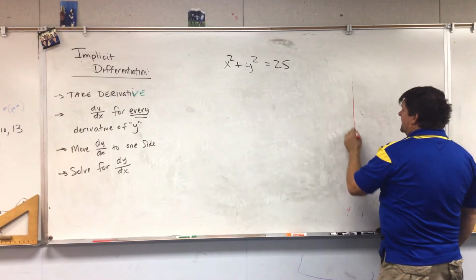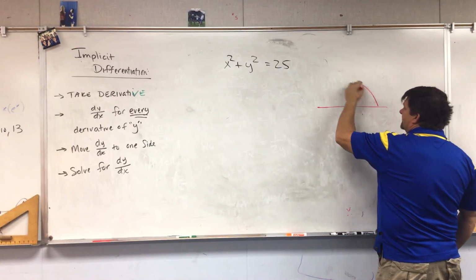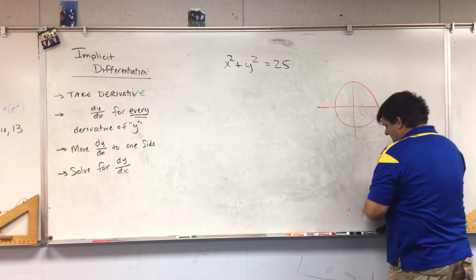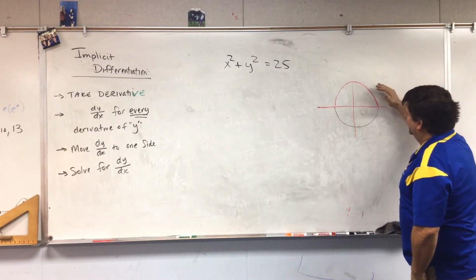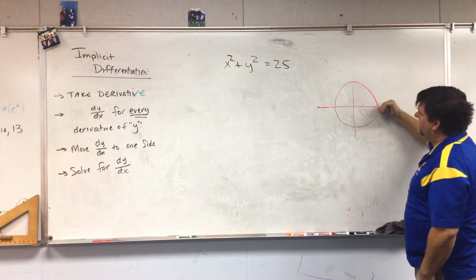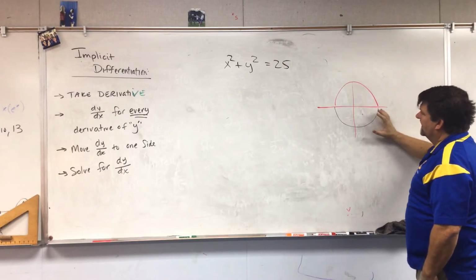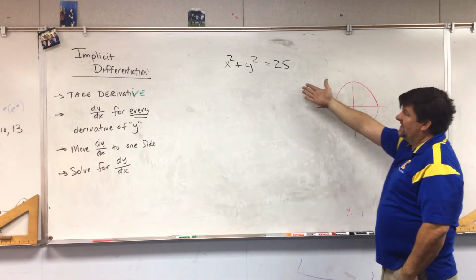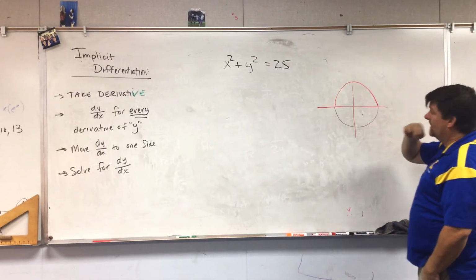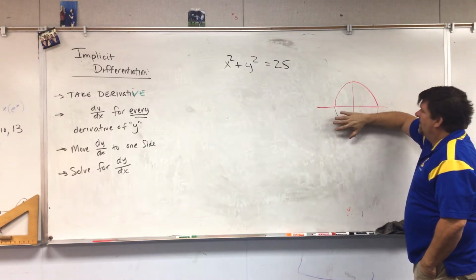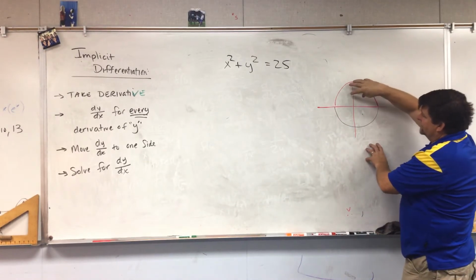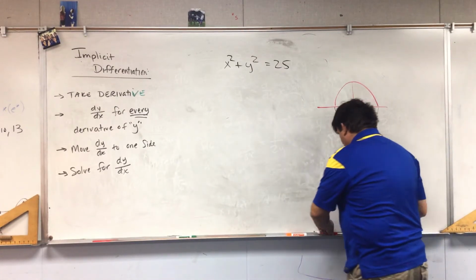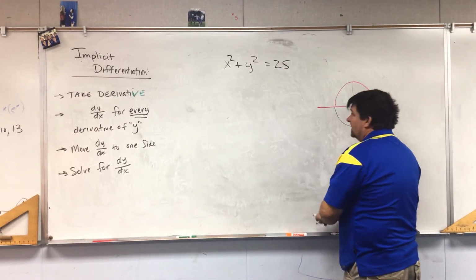So technically, if we look at it, we've got a top half and a bottom half. We have a function on top that's usable, and we have a function on the bottom that's usable. That's why your calculator can only graph half of this, and if you put it in your calculator, it won't work because it will only graph functions. But remember, there's two hidden functions in there, a top and a bottom. Well, when we deal with it implicitly, we're able to solve it.